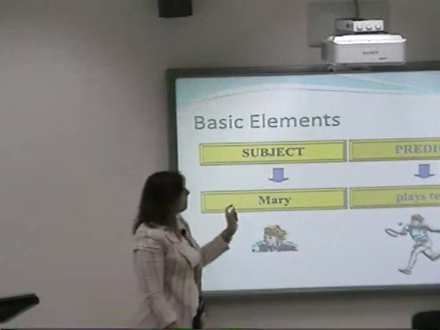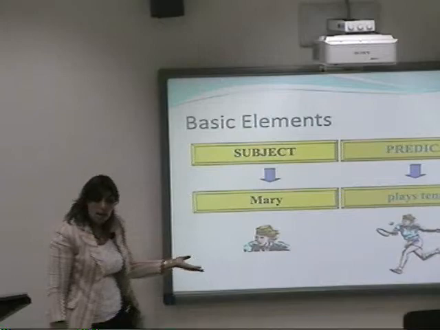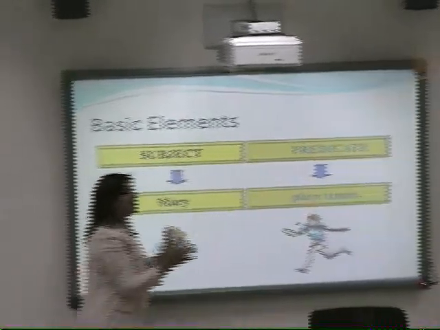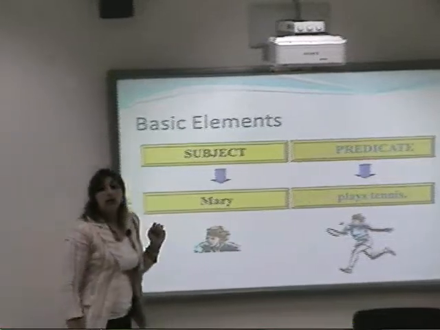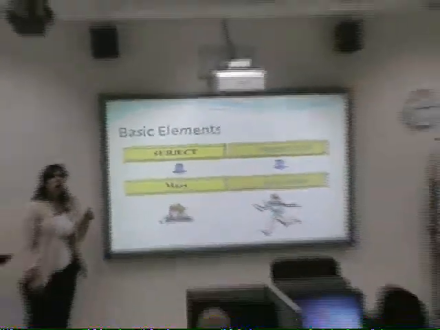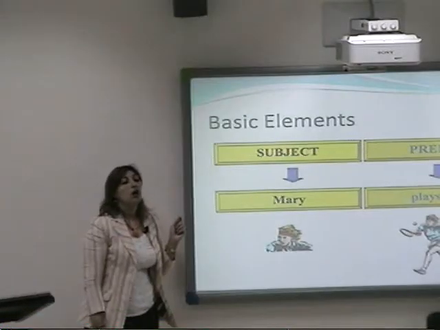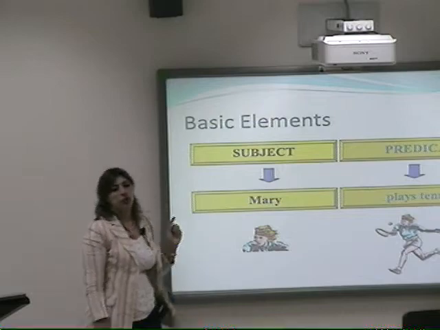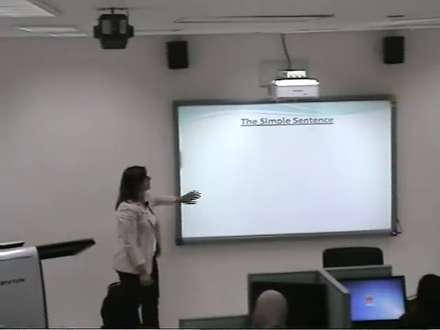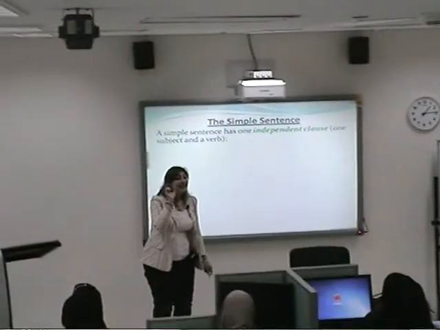Point one. Right here. Mary plays fish. What is the subject? Mary. And what is the predicate? It contains the action. Plays fish. So we ask, who plays? Mary. This is the subject. Plays what? This is the object. So this is a simple sentence. A simple sentence contains, or has, an independent clause.